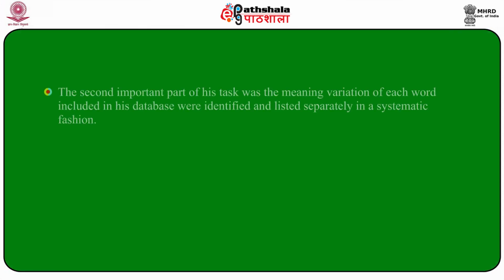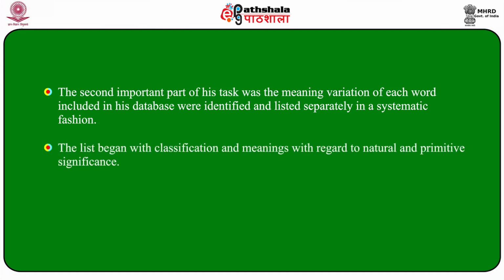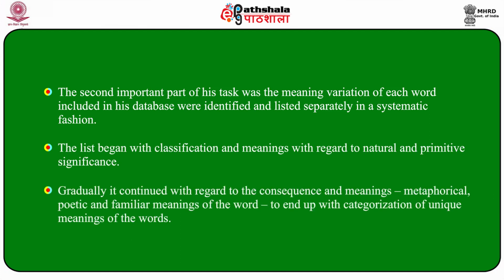The important part of his task was that the meaning variations of each word included in his database were identified and listed separately in a systematic fashion. The list began with classifications of meanings with regard to natural and primitive significance. Gradually, it continued with the consequential meanings, metaphorical meanings, poetical meanings, and familiar meanings of the words, to end up with categorizations of unique meanings of the words that were used idiosyncratically by great authors of his time.